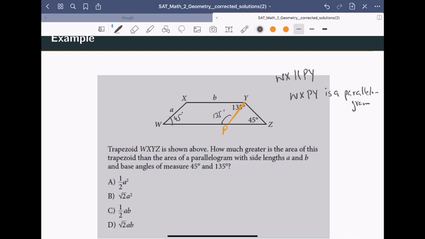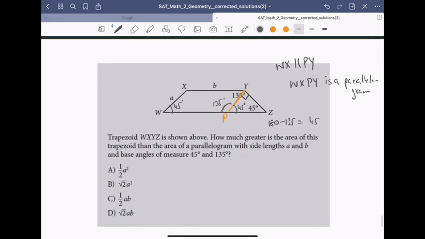So what do they ask us? They ask us how big the trapezoid is than the parallelogram. So if this is 135, this angle will be 180 minus 135 because they're on a straight line, which is just 45. And if these two angles are 45, and because the sum of the interior angles of a triangle is always 180, this angle must be 90 degrees. So basically, the amount by which the parallelogram is smaller than the trapezoid is just the area of this triangle here. And this is a 45, 45, 90 triangle now.